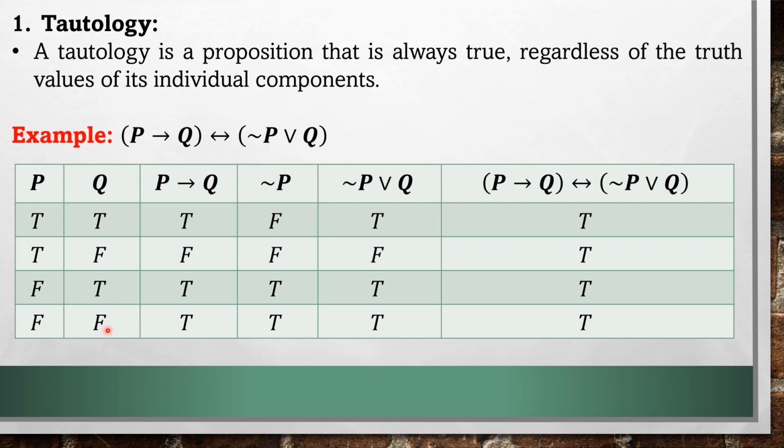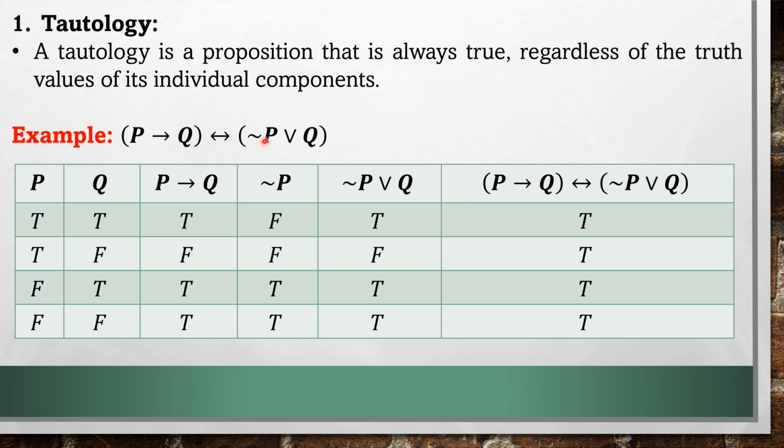Okay? Now, if P, then Q. Okay? So again, kailan po ba lang nagiging false ang ating if-then statement? So it is false only if the first statement is true and the second statement is false. Okay? So we have if true, then true is true. If true, then false is false. If false, then true is true. And if false, then false is true.